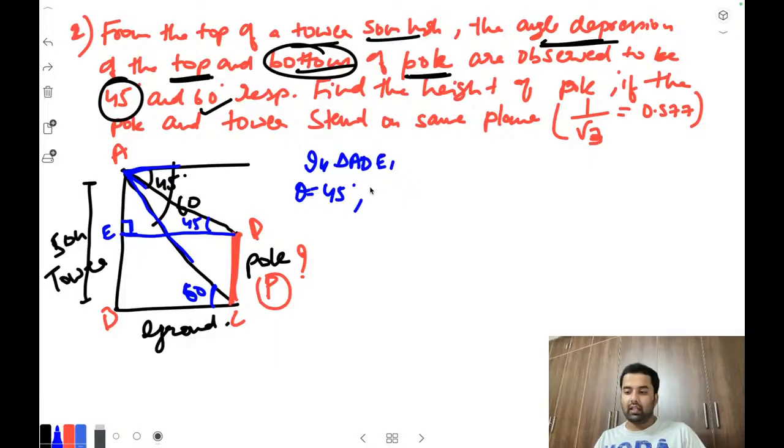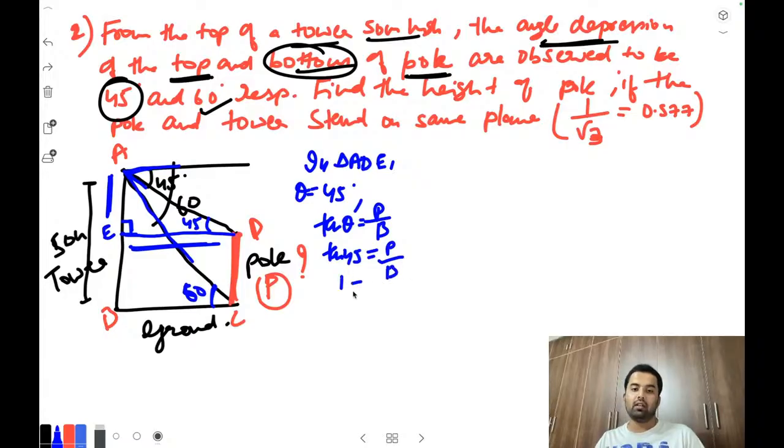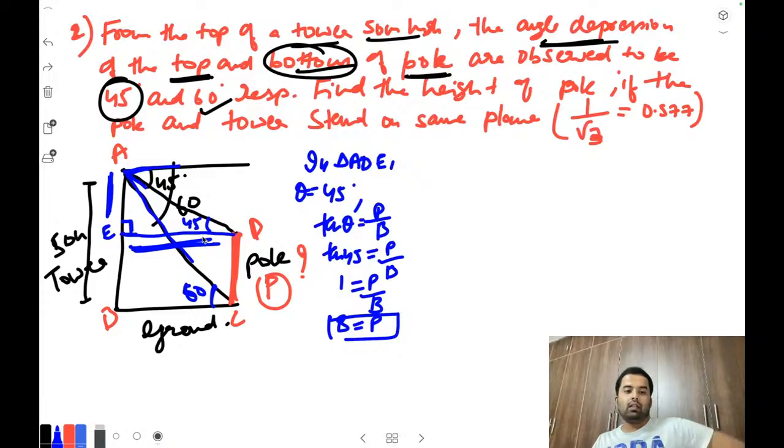But do we have an AE value? We don't have this one. We don't have the base. Nothing we have. So just keep it as it is. So tan theta equal to what? P by B. Tan 45 equals P by B. Tan 45 is what? 1. And P by B, cross multiply, B equal to P. Okay. This is a same, which means this AE is equal to what? ED.